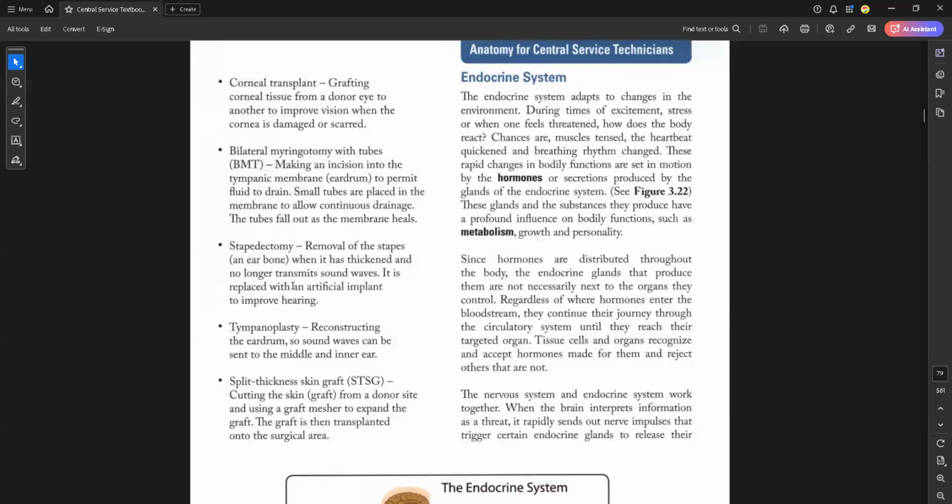Now, the paragraph there says the nervous system and endocrine system work together. When the brain interprets information as a threat, it rapidly sends out nerve impulses that trigger certain endocrine glands to release. That's the next place.